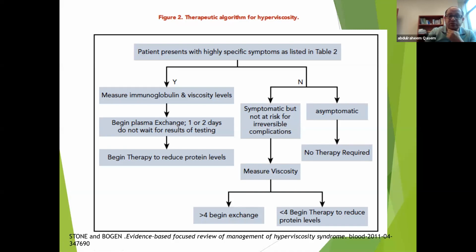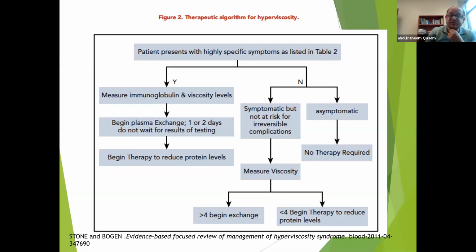In a low resource environment, sometimes you may not have the ability to run the serum viscosity. So you go by the clinical presentation and the symptoms. If you suspect that the patient has a hyperviscosity syndrome, he is very symptomatic, then you need to get a hematologist involved immediately for consideration of plasma exchange.